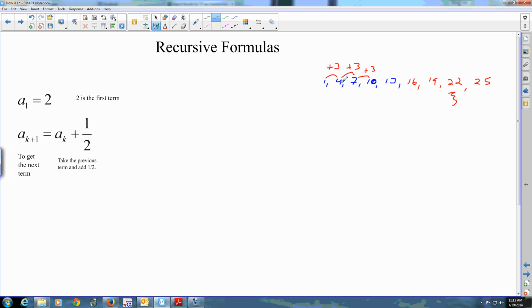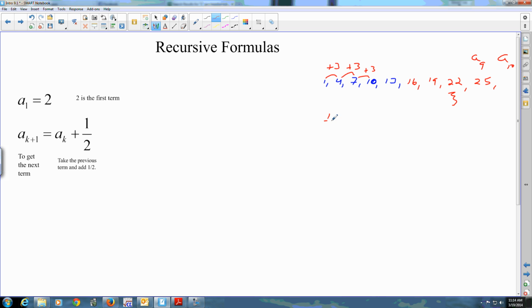So this is the first, second, third, fourth, fifth, sixth, seventh, eighth, ninth term. This would be A sub 9. If I want the 10th term in the sequence, I have to know the 9th term in order to get the 10th term. You have to know all the terms that come before a term to get the next one, because it's recursive. You're building on the pattern to get the next one.